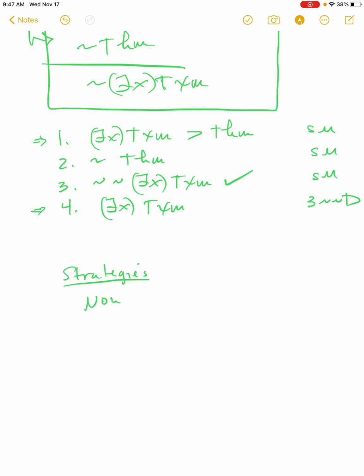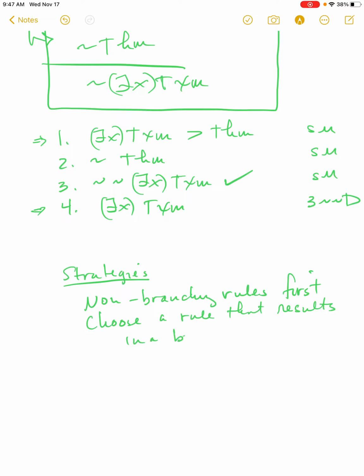So you want to apply non-branching rules first. Also remember we had another strategy, which is to choose a rule that results in a branch closing. So if you can apply a decomposition rule that closes a branch, do that. I'm just reviewing the strategies that we had before.